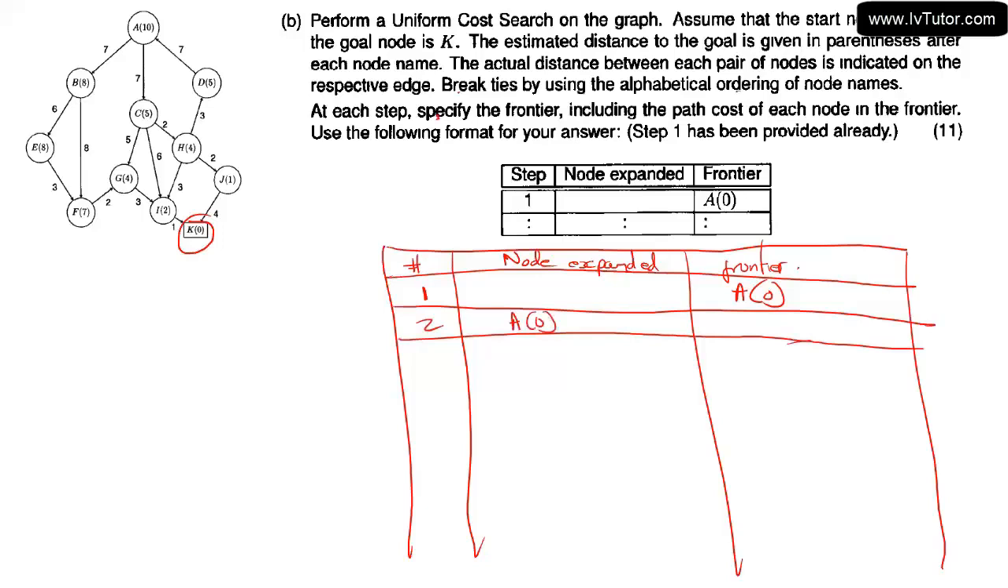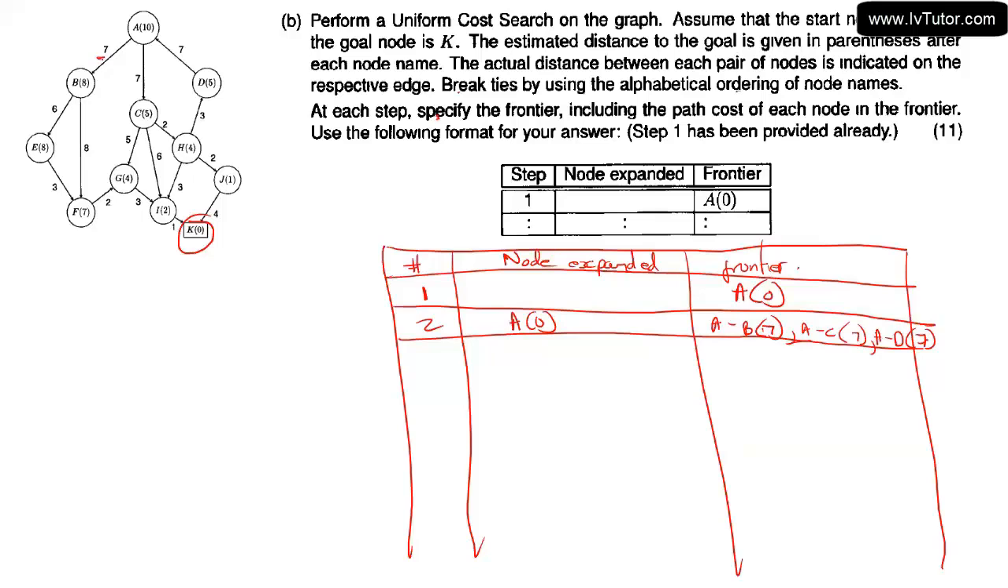If you expand A, from A you have B, which has a cost of 7. You've traveled 7. So we're using the actual cost, not the estimated cost. So AB is 7, AC is going to have a cost of 7, and then we're going to have AD, which is also going to have a cost of 7. Now what we see is in the frontier we've got AB, AC, AD.